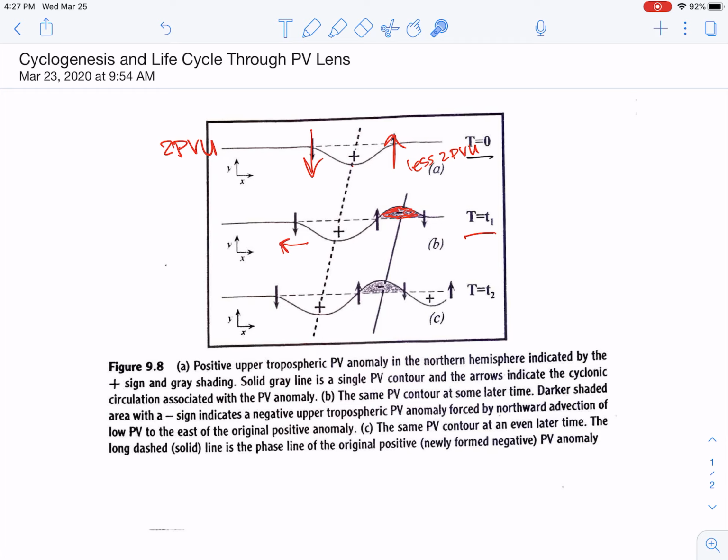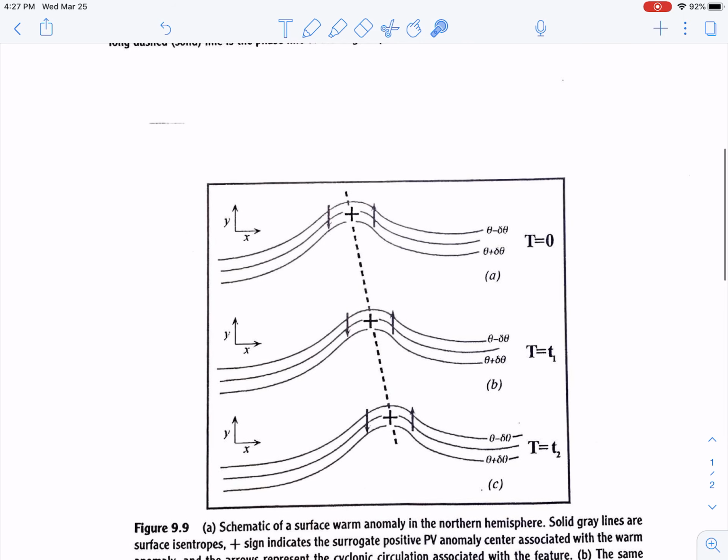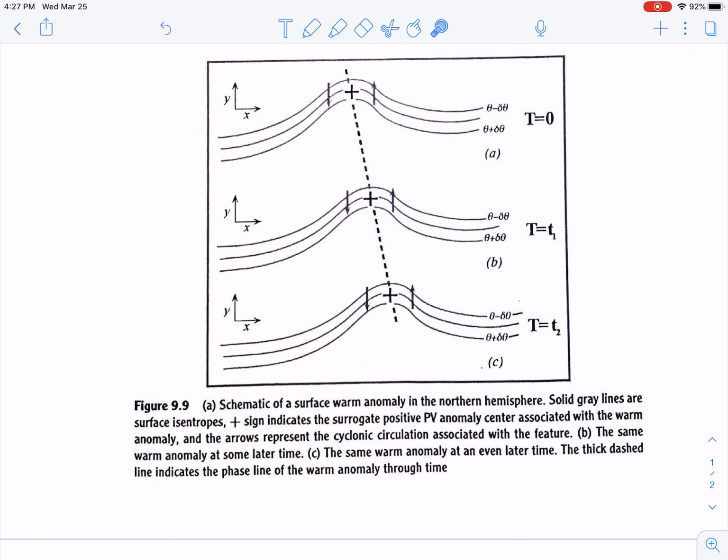So now let's go ahead and see, well, what's going on near the surface? Again, looking at another figure here from the Jonathan Martin textbook, we see our depiction of a positive theta anomaly. And so that's what we're depicting here as our positive theta anomaly. And we can recall that basically what we're seeing here is our low pressure center with a warm front and a cold front, essentially in this situation.